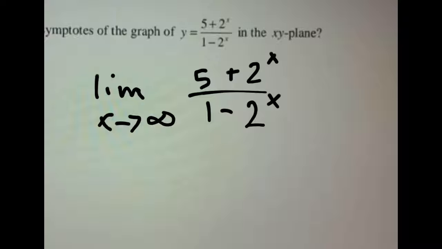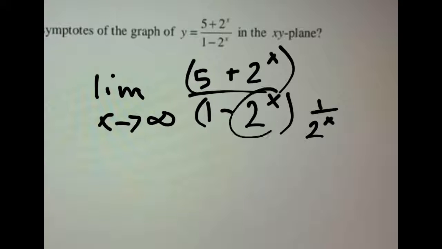But first, anytime x is approaching infinity, I think of my limit tricks, where maybe I can multiply the top and bottom by 1 over the largest power of x from the denominator. However, I don't really have powers of x. I don't have exponents on them. X is the exponent. So might as well just multiply by 1 over 2 to the x. This is the same thing as factoring out 2 to the x.